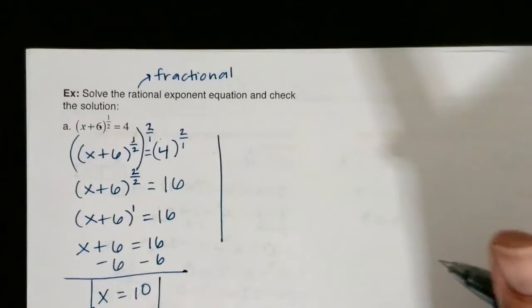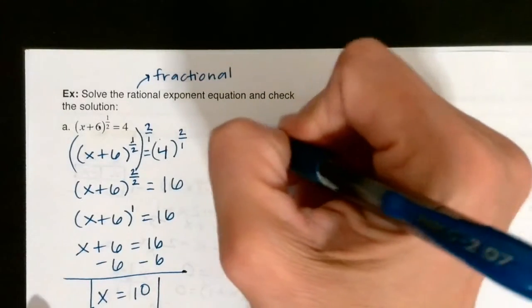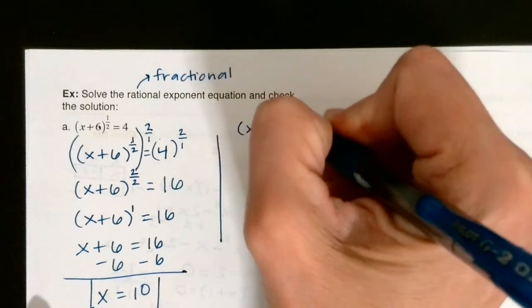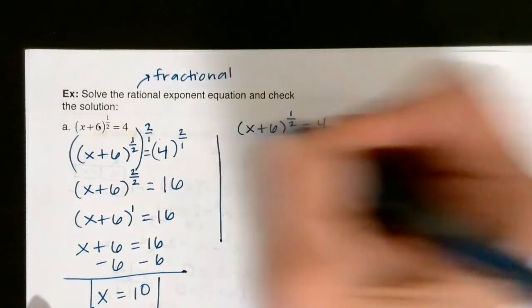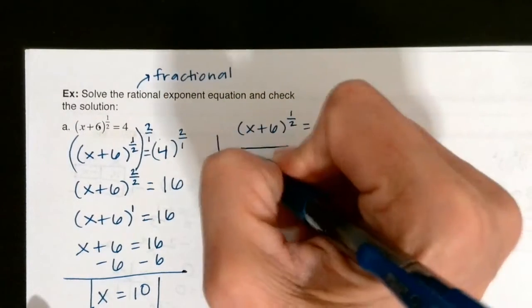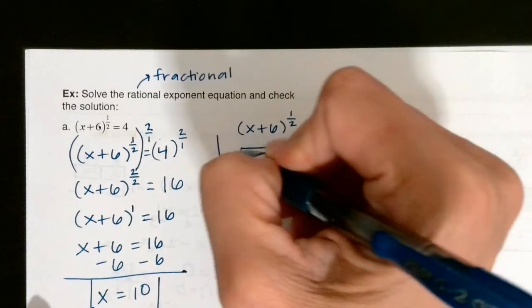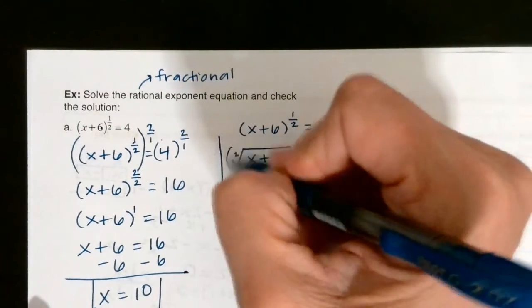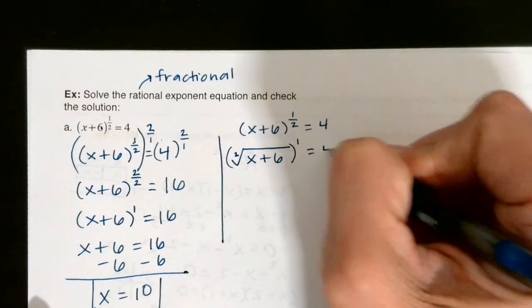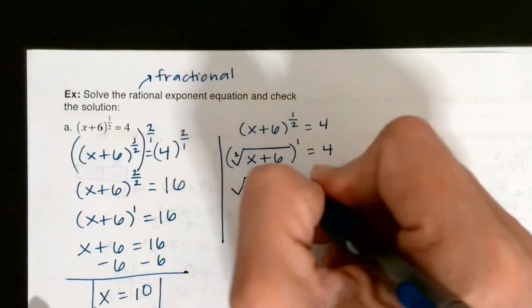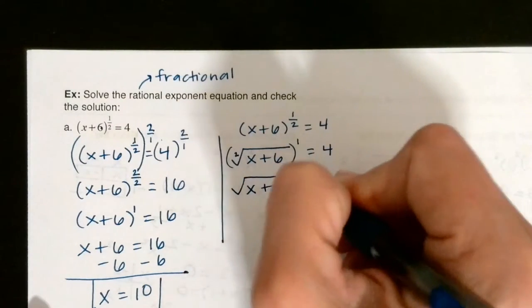Now I promised you a different way. So some students see this x plus 6 to the 1/2, and they're so used to converting it that you can do that. Just do it. X plus 6. And then it's to the 1/2. So power over root, which is just the square root of x plus 6.